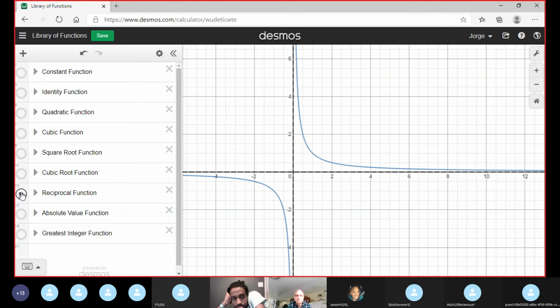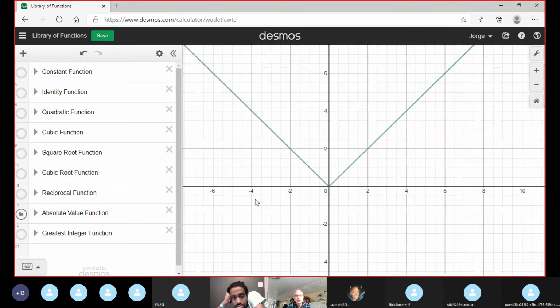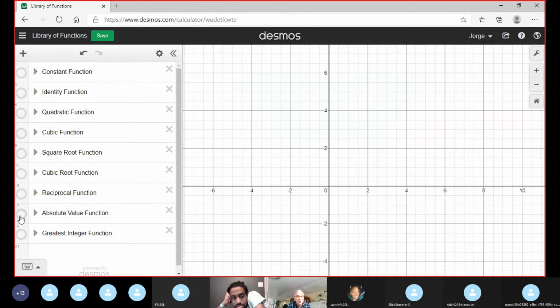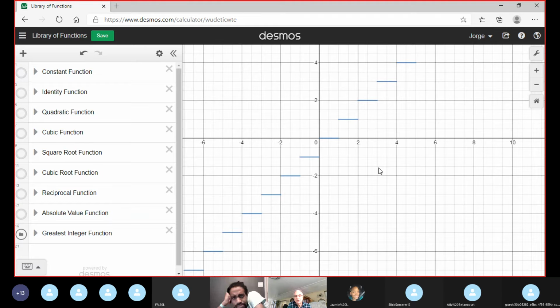Reciprocal, something like that. Remember, domain is all real numbers except 0. Absolute value, boom, looks like a B. And the last one is very, very confusing. See, one I explained, but not important. It's the greatest integer function, that looks like stairs, like that. And maybe you have time because we need to cover one complicated part now. I can explain this, but no, it's not important.